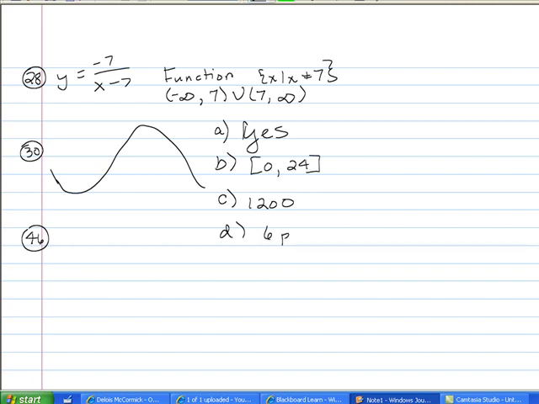And then finally E. Alright, when was it at 1300? That looks like about slightly after 8, so maybe about 9.